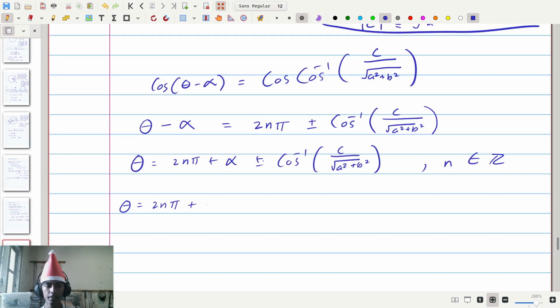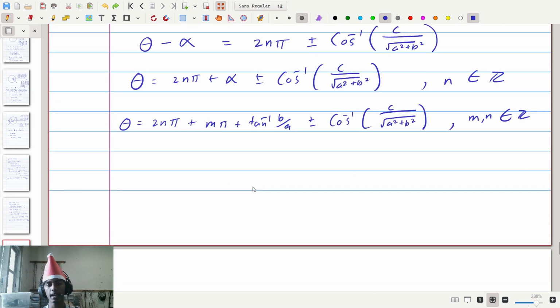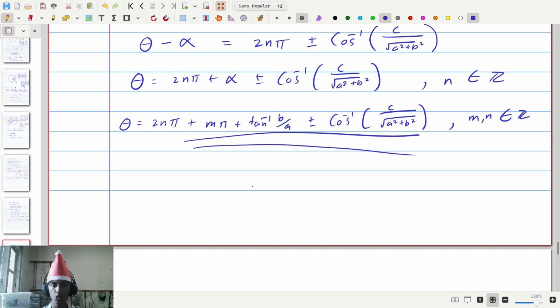So we have m pi plus tan inverse of B divided by A plus or minus the cosine inverse of C divided by the square root of A squared plus B squared, where m and n are integers. Because recall, again we need n also. We need m in here as well, and m is also an integer. So now what we have here is the final solution to our question, which is that theta is equal to 2n pi plus m pi plus the tan inverse of B divided by A plus or minus the cosine inverse of C divided by the square root of A squared plus B squared.